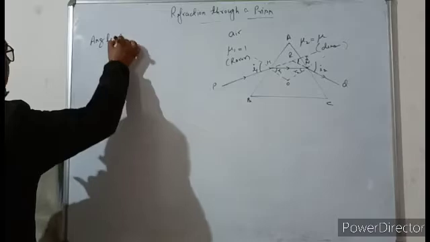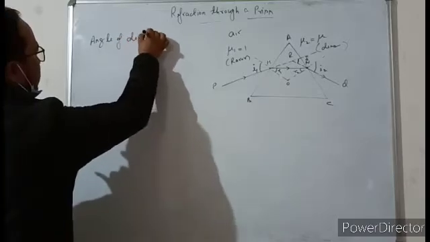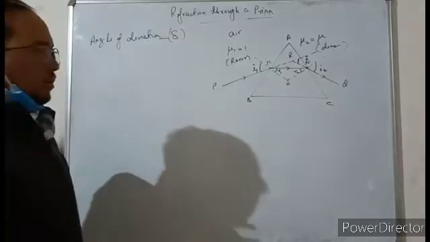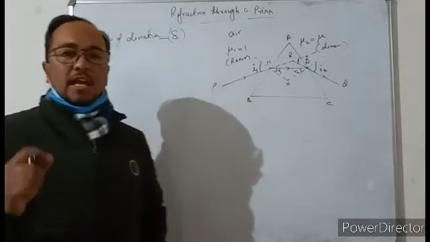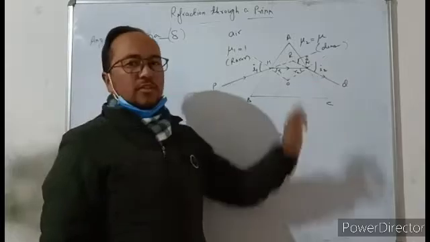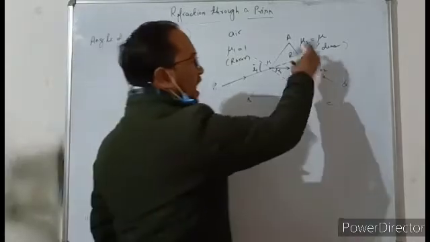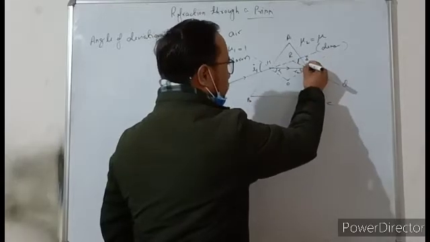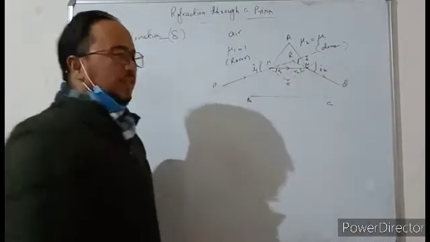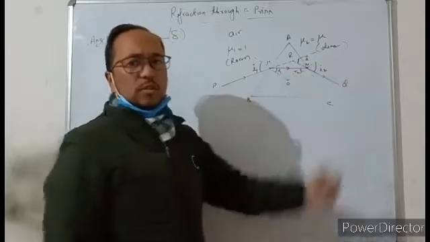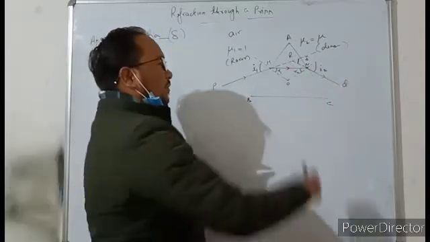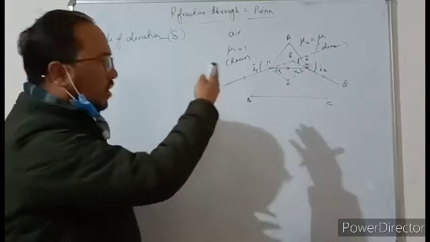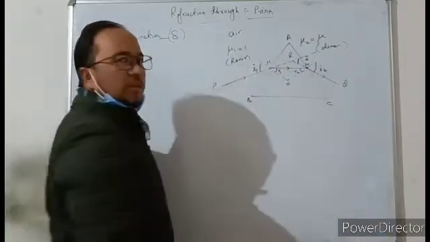Angle of deviation. What is angle of deviation? This is the angle between the incident ray and the emergent ray. So first of all, we have to find angle of deviation. This figure is clear to all of you. This point M is the point of incidence. Similarly, the point N is also the point of incidence.